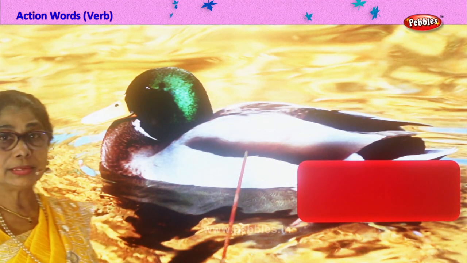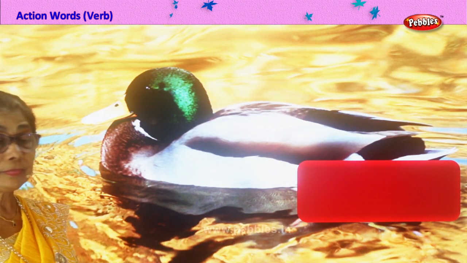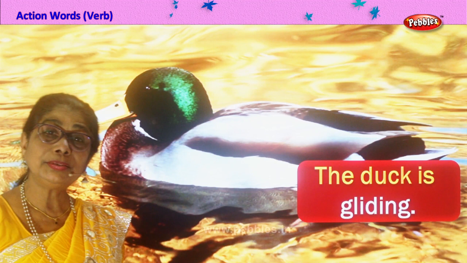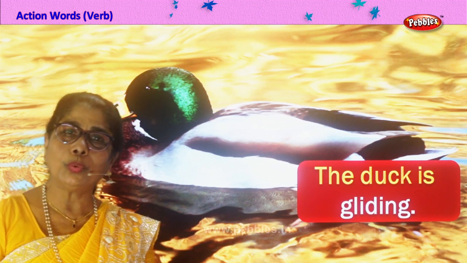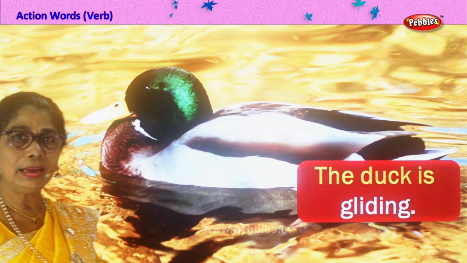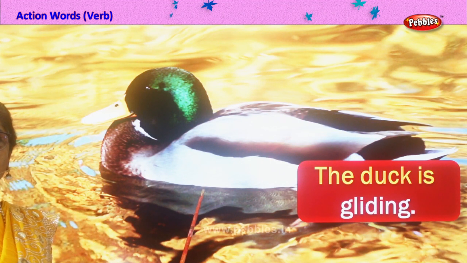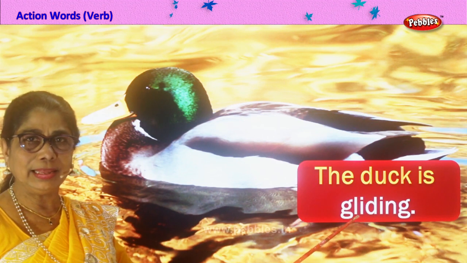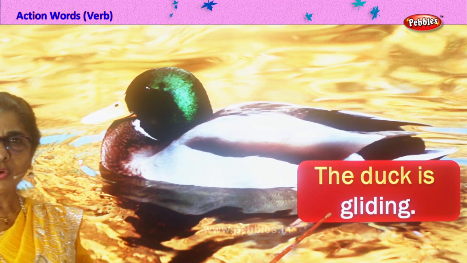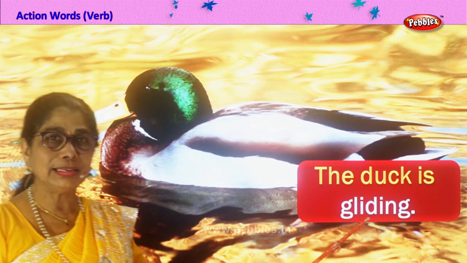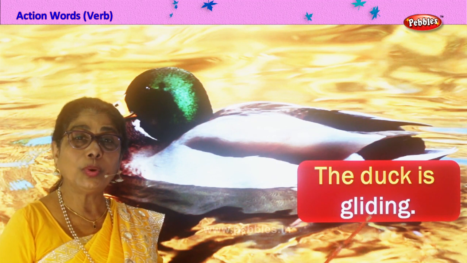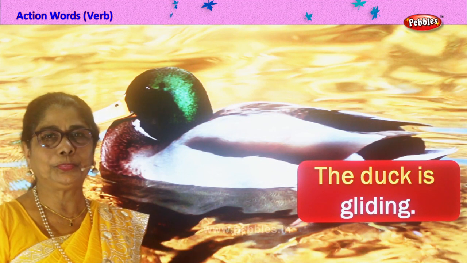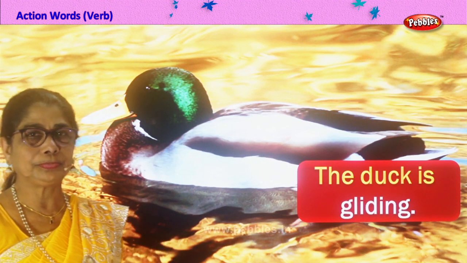Here. What is this? A duck. Okay. He's on the water and he's just gliding over the water. The duck is gliding, slowly moving over the water. That we call gliding. The duck is gliding, moving gently over the water. So the word gliding is a verb, it's an action word. What is the action the duck is doing? Duck is gliding. Good.